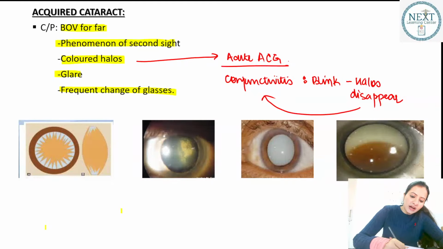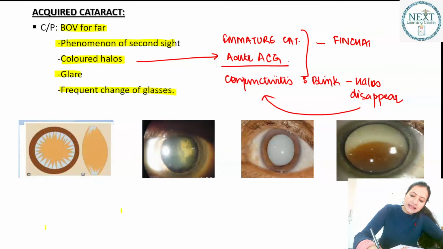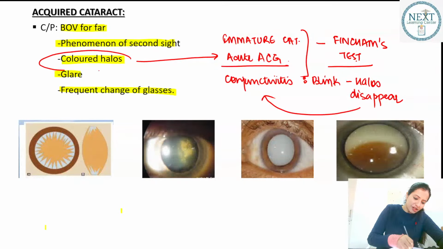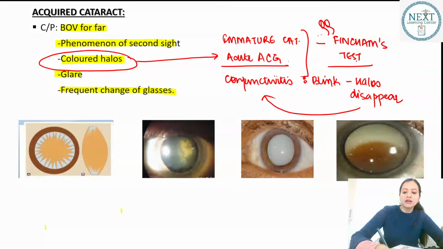For acute angle closure glaucoma and immature cataract, you will differentiate based on Fincham's test. This is also known as stenopic slit test. So if the halos break, they are due to immature cataract, and if they continue, they are due to acute angle closure glaucoma. This Fincham's test has again been a previous year question.